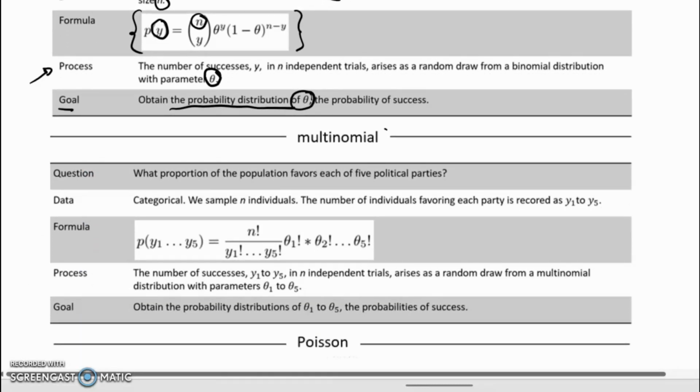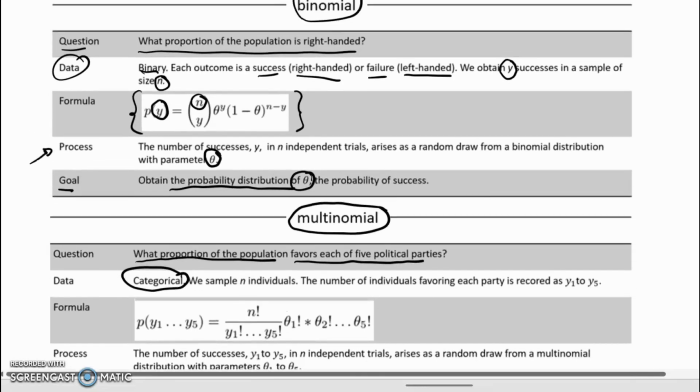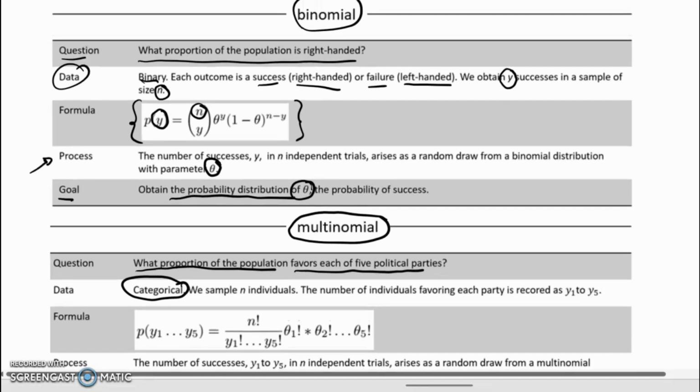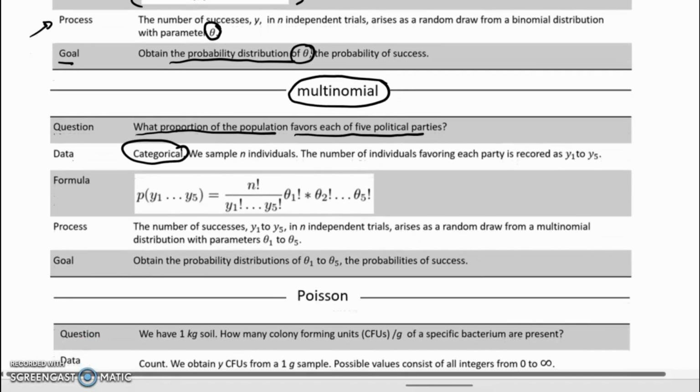Another example would be the multinomial distribution. So perhaps we're interested in what proportion of the population favors one of the 5 different federal political parties in Canada. Now we're dealing with categorical data. Now, in a sense, the binary data up here is also categorical, but it's a special case of categorical in that there are only 2 possible categories. Now we've got 5 different possible categories.